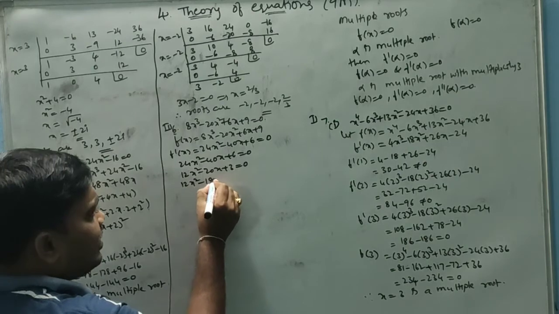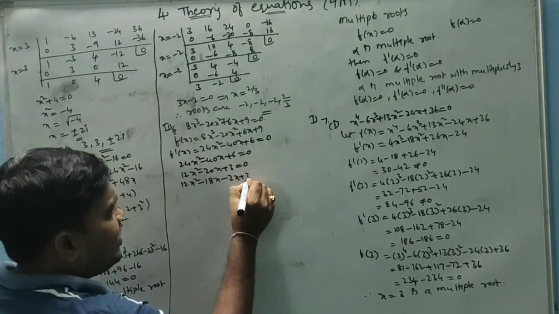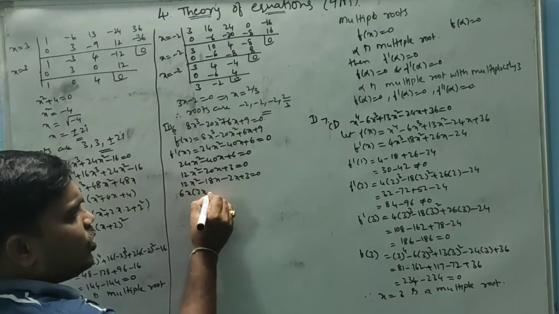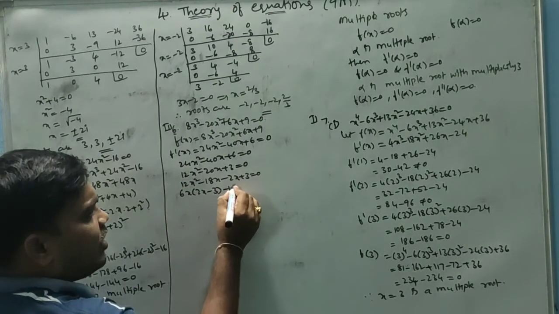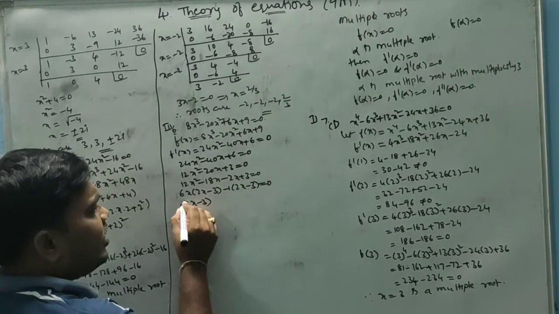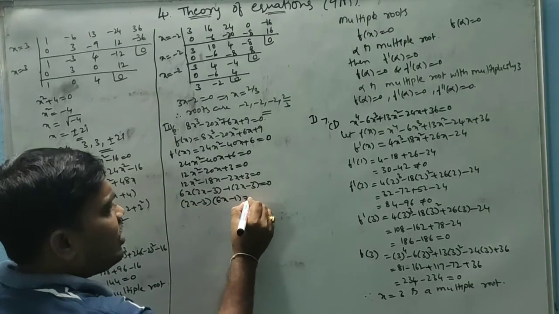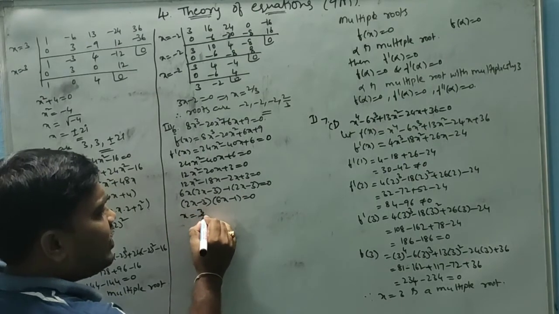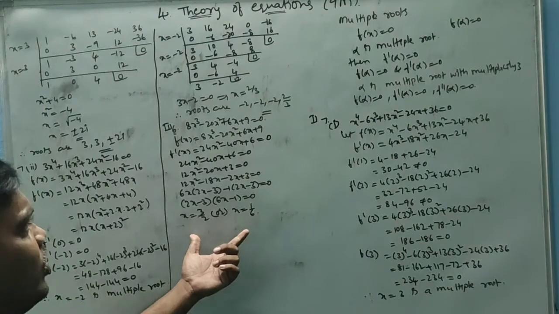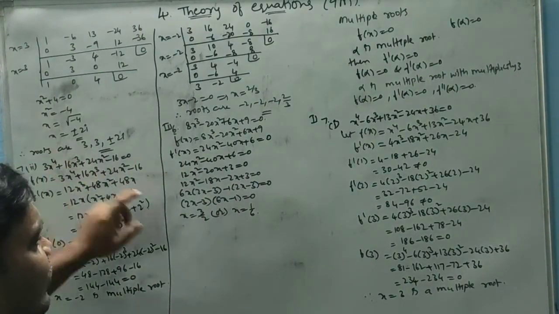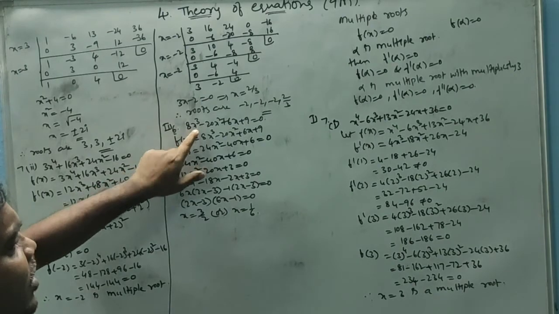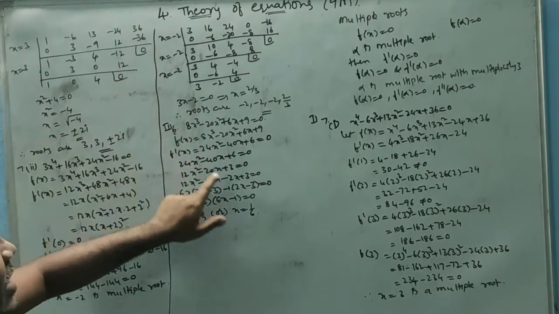12x² − 18x − 2x + 3 = 0. So 6x(2x − 3) − 1(2x − 3) = 0. (2x − 3)(6x − 1) = 0. Either x = 3/2 or x = 1/6. In these two, one is a multiple root. So definitely x = 3/2, because here if we are cubing, we are getting 8 cancelled.